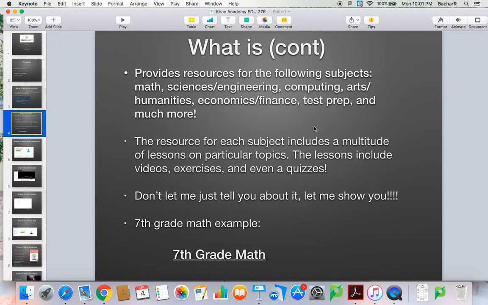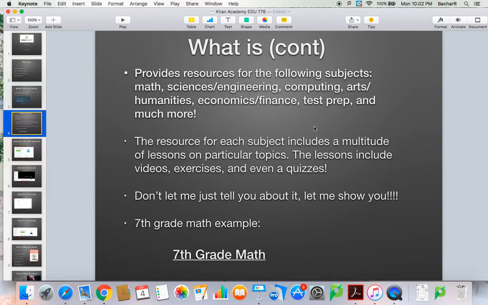A little bit more about Khan Academy. They do provide resources for the following subjects. Math. I want to highlight math because they do go from kindergarten through high school. Science and engineering, various branches of those. Computing, arts and humanities, economics, finances, test prep, and much more. They kind of go over the whole student. They go even a little bit before kindergarten with early math. They look at college prep, a lot of college prep, ACT and SAT prep. It's for all ages. They even have personal finance support. The resources for each of the subjects include lessons with videos, exercises, and even quizzes and tests to test your knowledge.